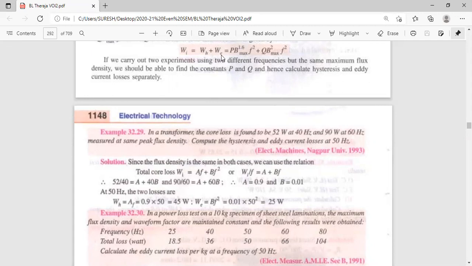So WH is proportional to F. Remove the proportionality and place the constant A: A into F, plus We is B into F square. Therefore, total iron loss Wi is equal to WH plus We. Write down this formula: Wi, the total iron loss, is equal to A into F plus B into F square. We are taking only one variable. F is the frequency variable. Remaining all are constants in the formula. Is it okay? Total iron loss Wi formula.